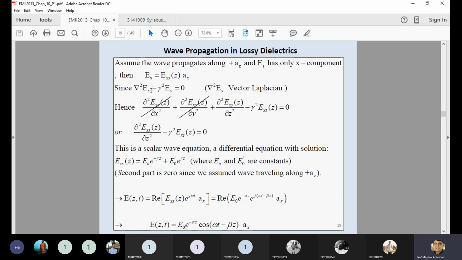Now instead of E, the electric field can be represented in terms of components, meaning Ex, Ey and Ez. You can see del square E, and if you write down the Laplacian of this equation, it is: del square Ez upon del x square plus del square Ez upon del y square plus del square Ez upon del z square equal to gamma square Ez. This is the Laplacian we are applying on the left hand side.